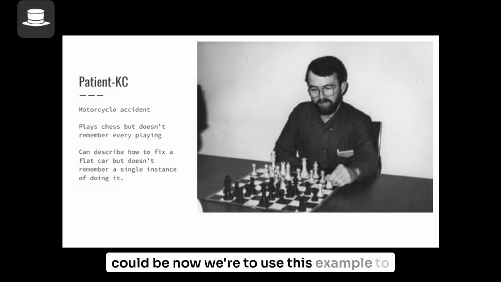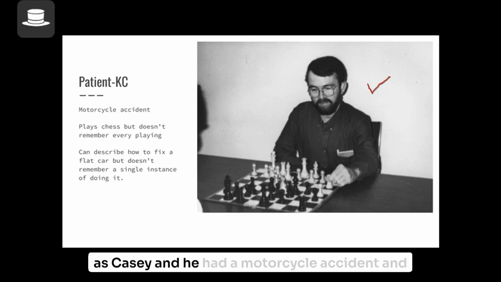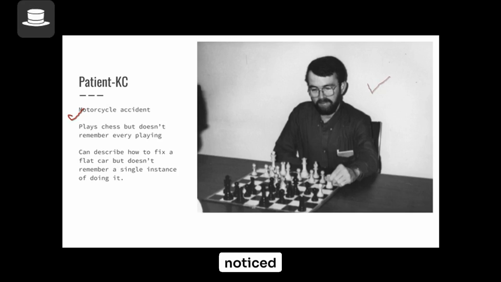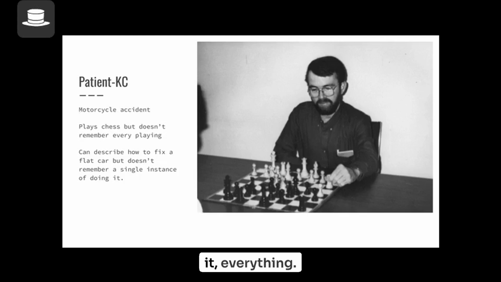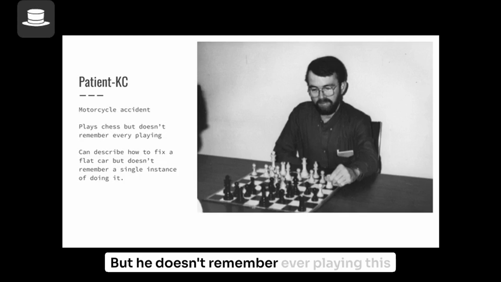Now we're going to use this example to understand what we mean by these terms: association, dissociation, double dissociation. So this individual is referred to as KC, and he had a motorcycle accident. After the accident, there were some changes noticed. For example, this particular patient KC can play chess. He can explain to you the rules of chess. He can explain the concept of chess, the concept of the game, the logic of it, everything. But he doesn't remember ever playing this particular game.